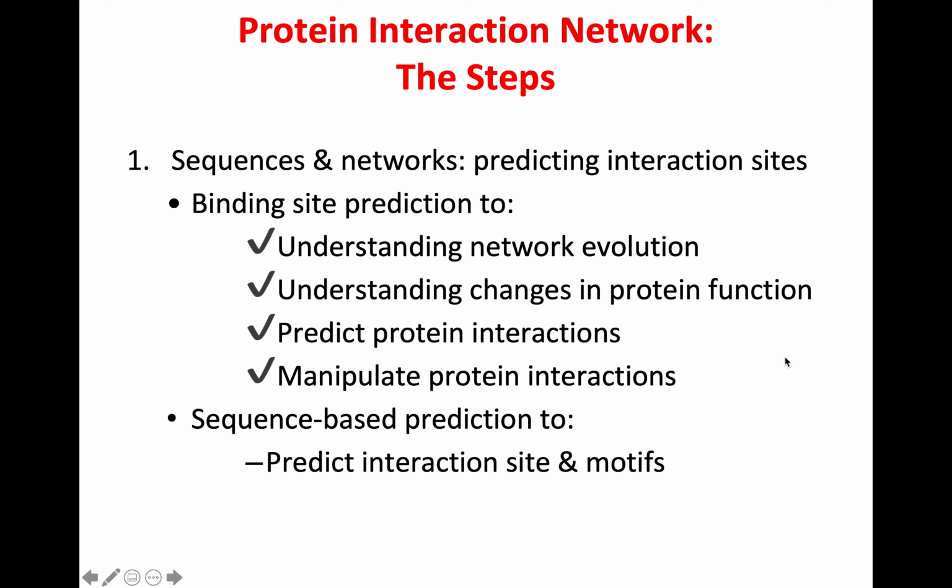Alright, so the steps of protein interaction network are as such. First, you need to have the sequences and the networks. So you need to know how it works by predicting interaction sites. So binding site prediction should be done to understand network evolution, to understand changes in protein function, to predict the protein interactions, and of course, manipulate protein interactions. So sequence-based prediction could also be done, whereby you could predict interaction site and motif.